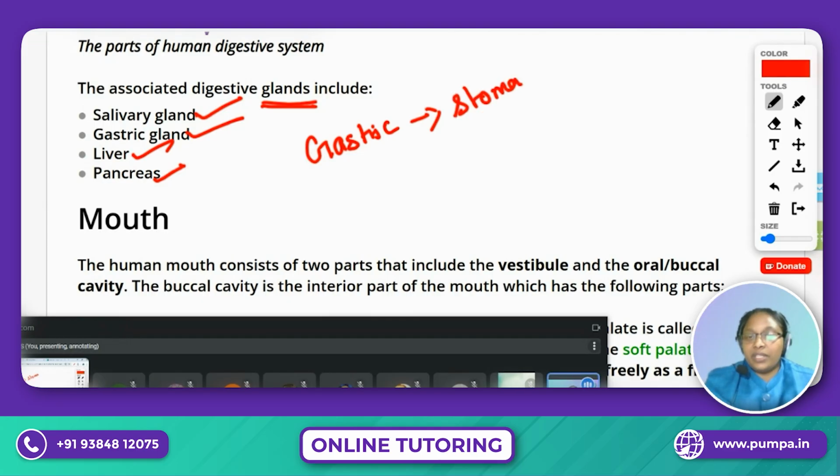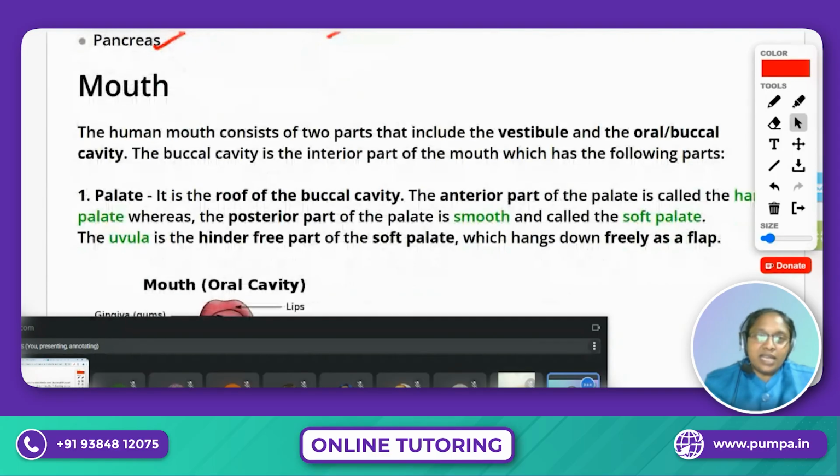Even in questions, they will give 'gastric glands are found in blank'. In the options we can get stomach, small intestine, large intestine. So if we know gastric means stomach, we can easily pick the answer. Okay, children, so let's start with the mouth.